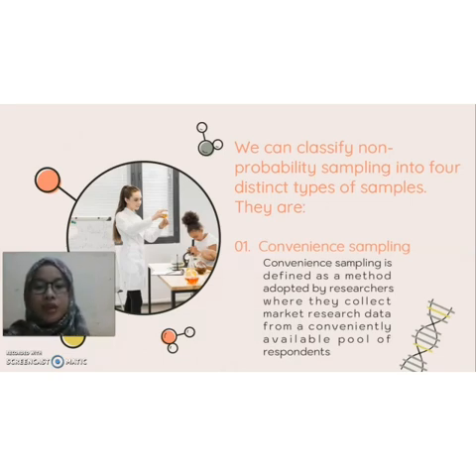Next, we can classify non-probability sampling into four distinct types of samples. They are convenience sampling. Convenience sampling is defined as a method adopted by researchers where they collect market research data from a conveniently available pool of respondents. This is an easy and inexpensive way to gather initial data, but there is no way to tell if the sample is representative of the population, so it can produce non-generalizable results.